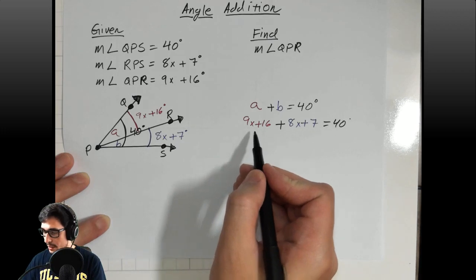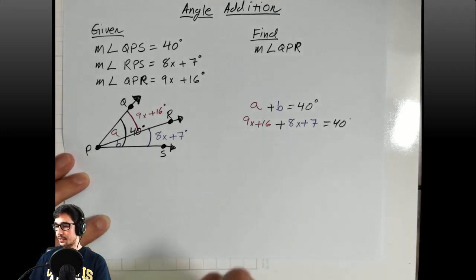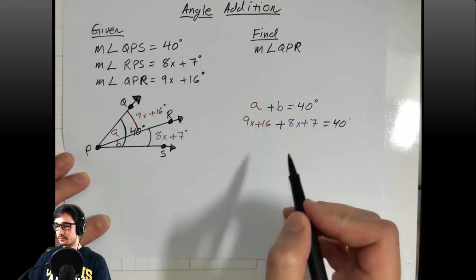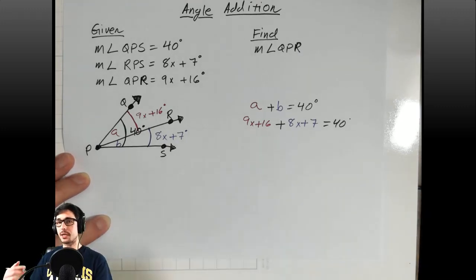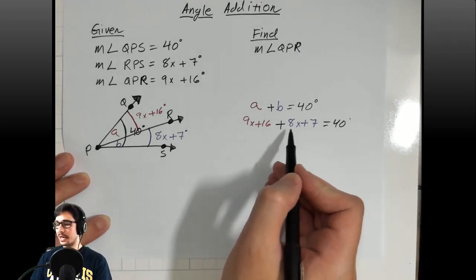So I have this one equation now. Now what I can do is start combining like terms and trying to simplify, and eventually I want to isolate x.